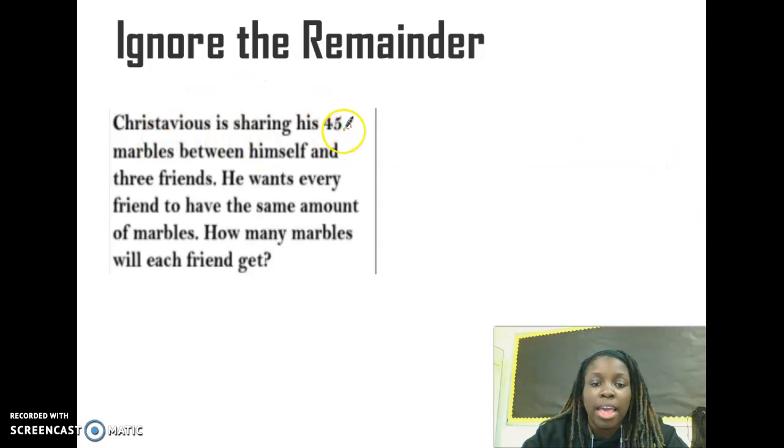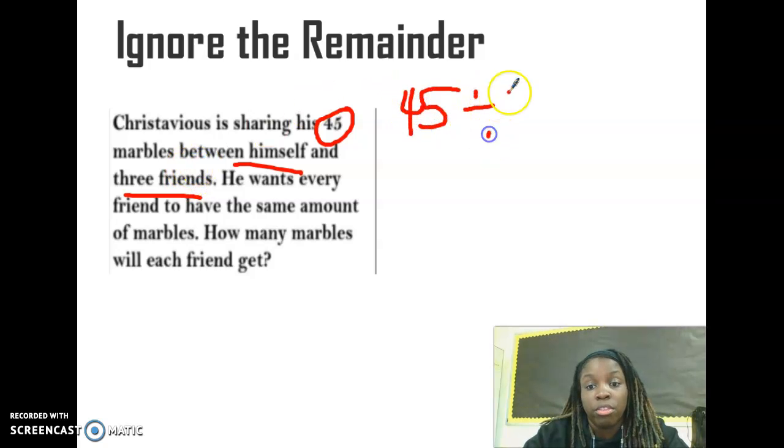So I know that there's 45 and he wants every friend to have the same amount, right? Between himself and 3 friends. So how many people is that? Good, 4 people. So I know I'm doing 45 divided by 4. We already know this answer, right?